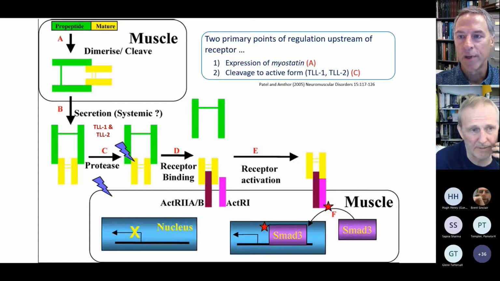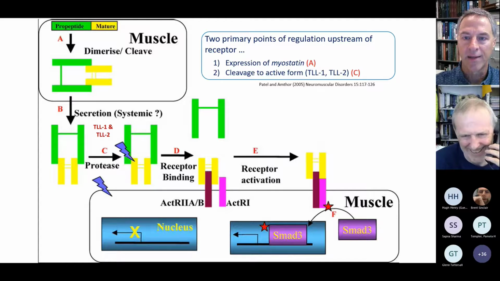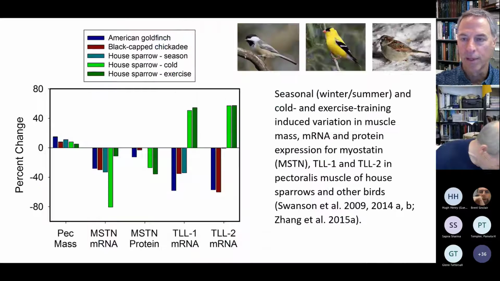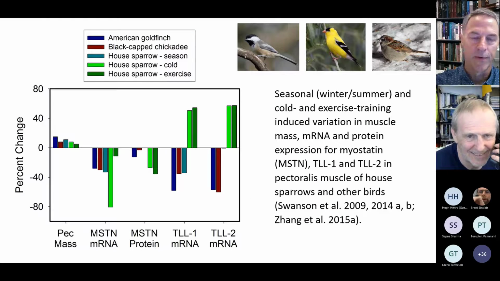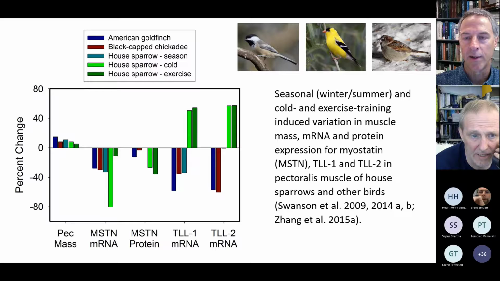And so there's two primary points of regulation for myostatin. One is the actual expression or synthesis of myostatin, and then the second is the processing capacity, or the ability to cleave it to activate it. And so we looked at this in a number of different birds and a number of different situations. So the top three are American goldfinch, black-capped chickadee, and house sparrow, and those were natural seasonal acclimatization. So we compared summer birds and winter birds from natural seasonal environments.